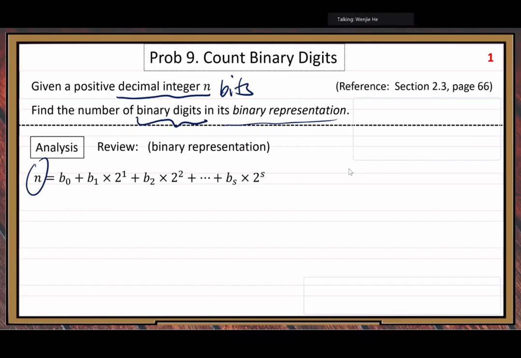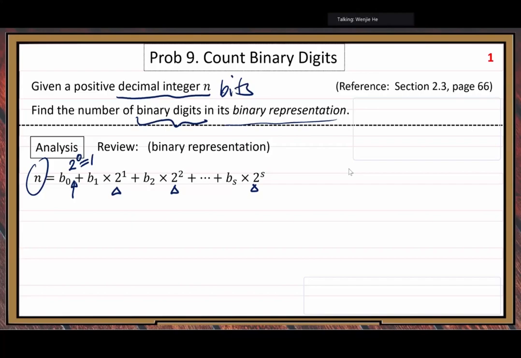Here, look at the base number. Binary, so the base number is 2. So we use the base 2 representation. The first term, B0 times 2 to the 0. 2 to the 0 equals 1. So that's the reason you do not see base 2 here, but there is a hidden base 2 there. Then, for other terms, you can see the pattern.